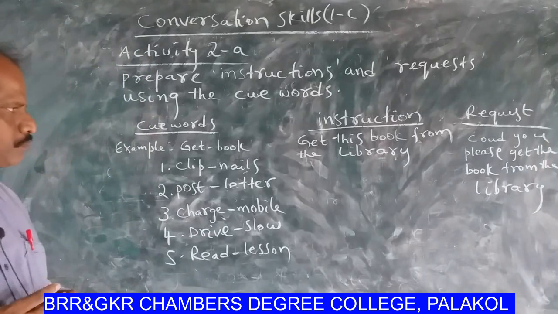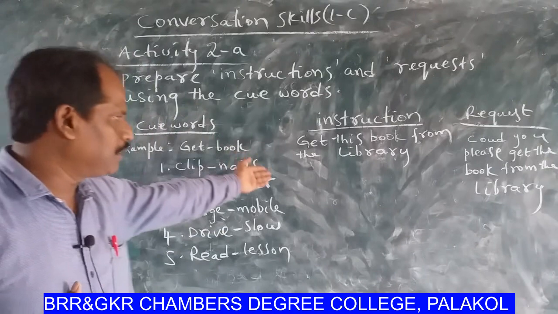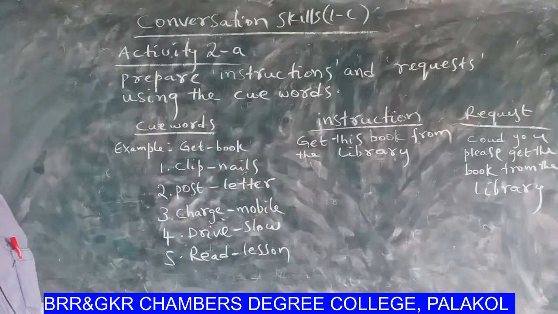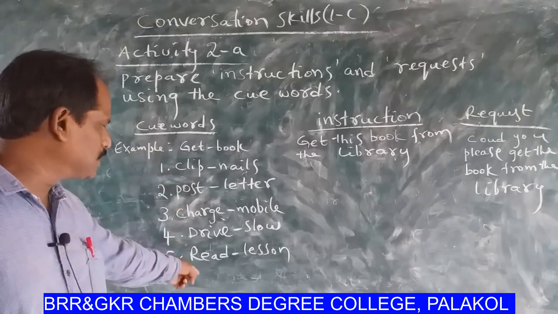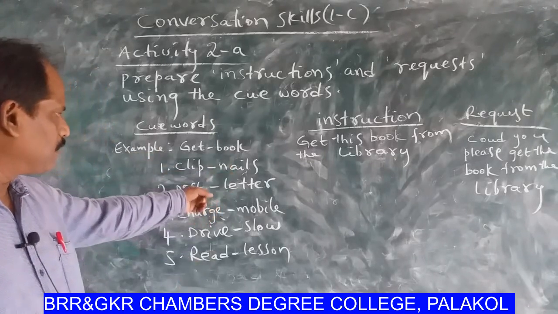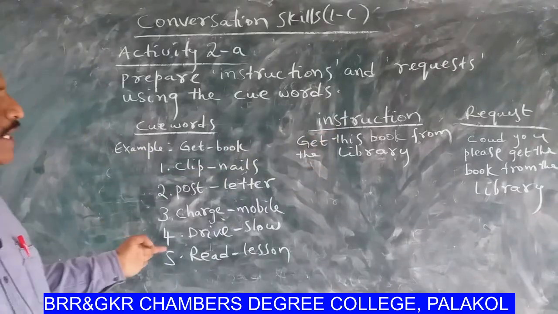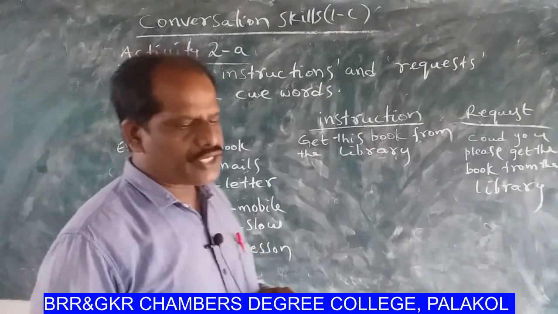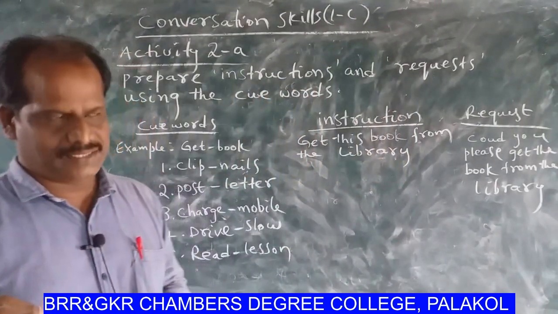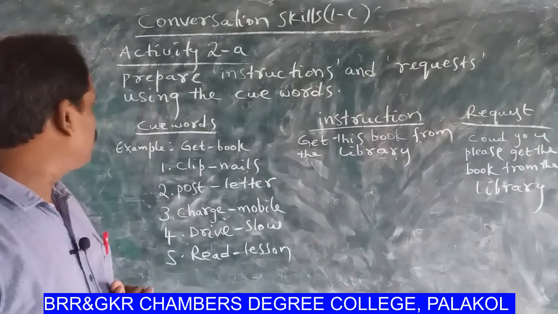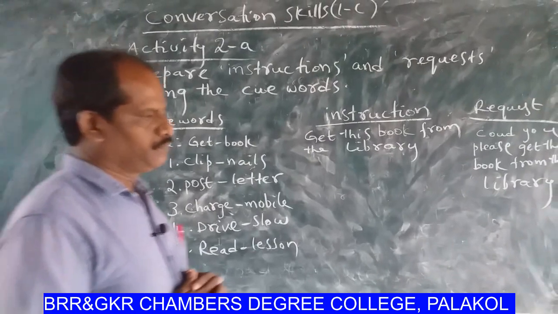So with the help of this example, I would like to advise you to complete these five clue words, making them into an instruction and a request. For each one of them, write the instruction as well as the request. Okay? And the next one is activity 2B.